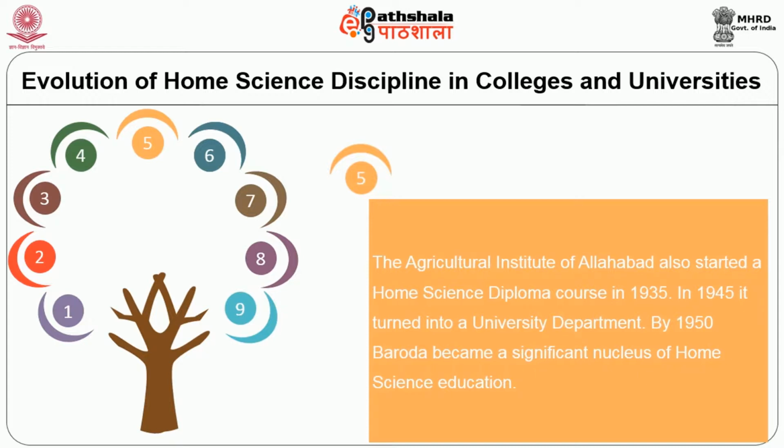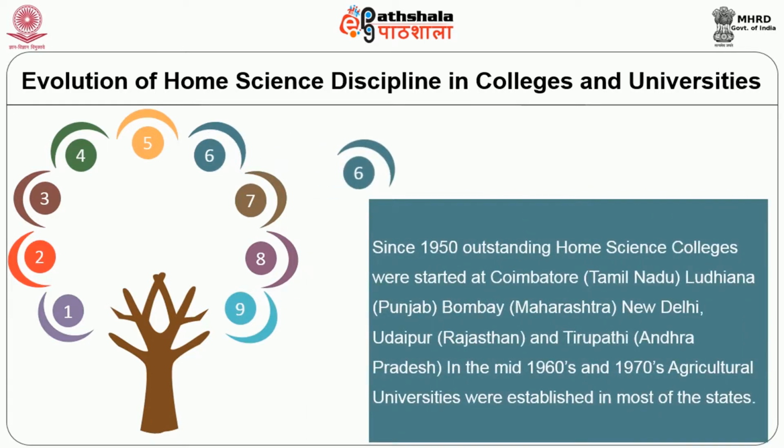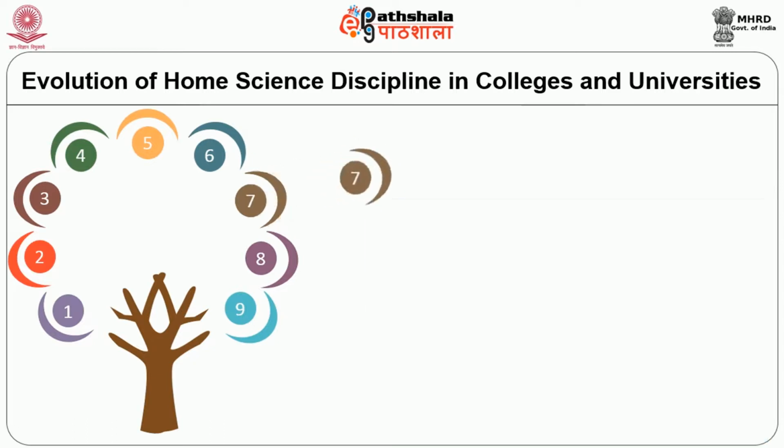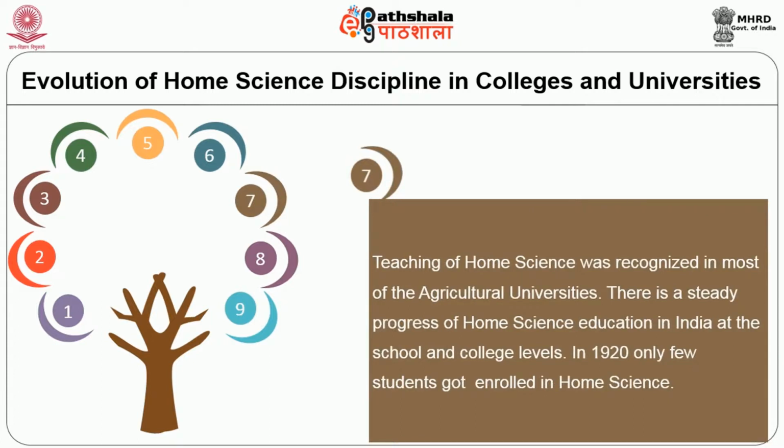By 1950, Baroda became a significant nucleus of home science education. Since 1950, outstanding home science colleges were started at Coimbatore in Tamil Nadu, Ludhiana in Punjab, Bombay in Maharashtra, New Delhi, Udaipur in Rajasthan, and Tirupati in Andhra Pradesh. In the mid-1960s and 1970s, agricultural universities were established in most of the states. Teaching of home science was recognized in most of the agricultural universities.